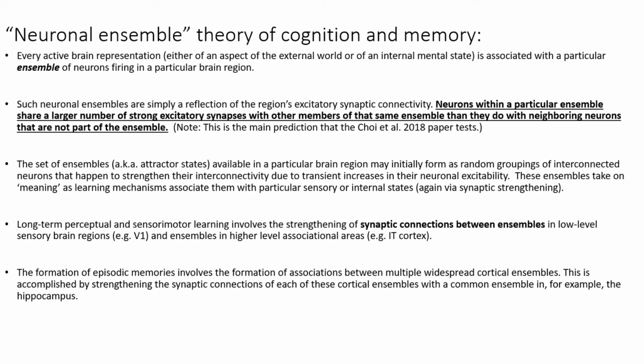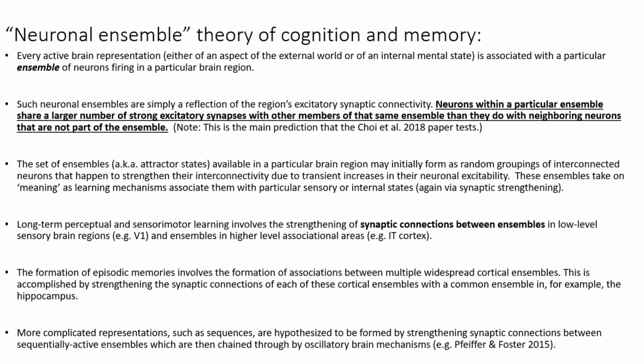The formation of episodic memories involves the formation of associations between multiple widespread cortical ensembles. This is accomplished by strengthening the synaptic connections of each of these cortical ensembles with a common ensemble, for example, in the hippocampus. And more complicated representations, such as sequences, are hypothesized to be formed by strengthening synaptic connections between sequentially active ensembles, which are then chained through by oscillatory brain mechanisms.